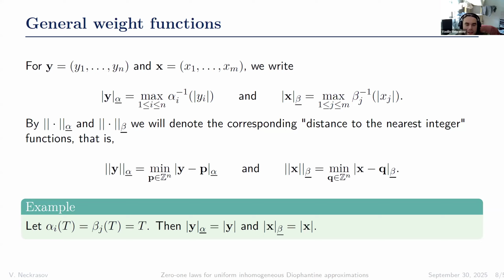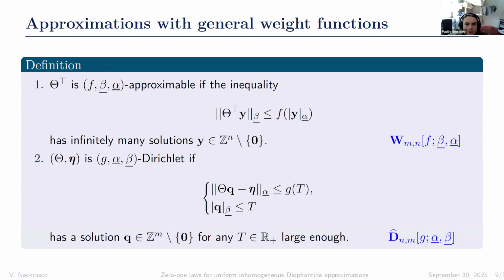And the reason for taking alphas and betas inverse is because we want to match the also already becoming classical setup of approximations with weights. I will talk about it a little bit later. I first want to introduce the approximations with general weighted functions, and then approximations with weights. What people usually mean by approximation with weights will be one of the special cases.